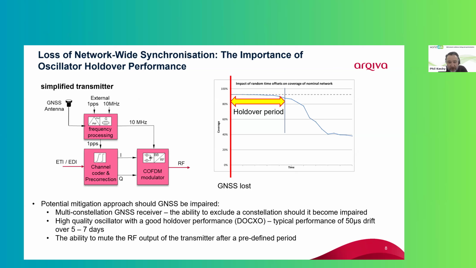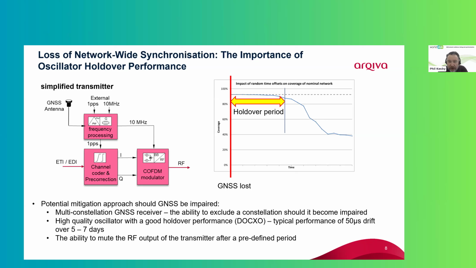So on the left-hand side is a very much simplified transmitter design, very, very simple. And basically what we would classically expect is to have a frequency processing module, which would have an onboard GNSS receiver. We might also be able to have external 1 pulse per second and 10 megs to drive that frequency processing module. But if the external 10 megs and 1 pulse per second becomes unusable, plus the GNSS is not available, we would then go on to the internal oscillator inside the frequency processing module. At that point, we enter a period known as holdover.